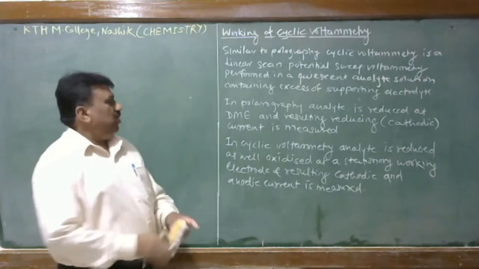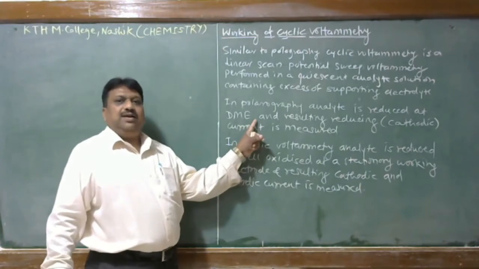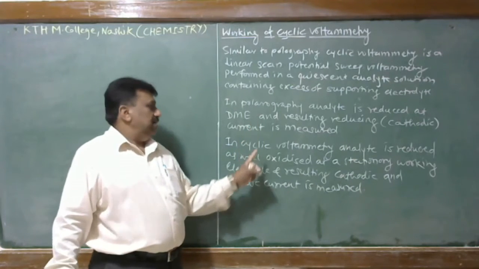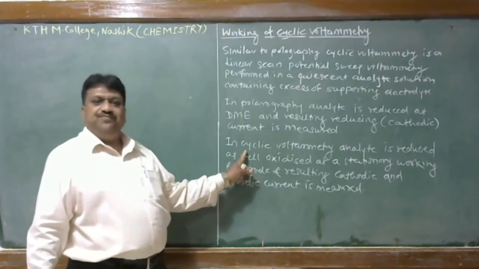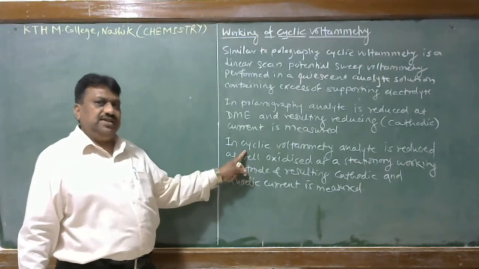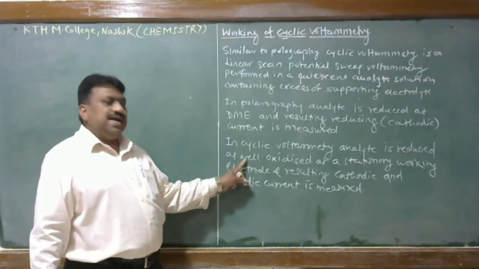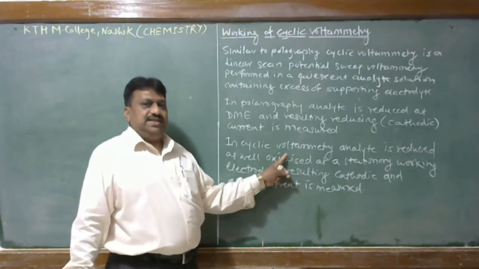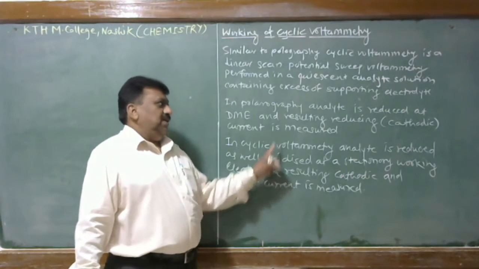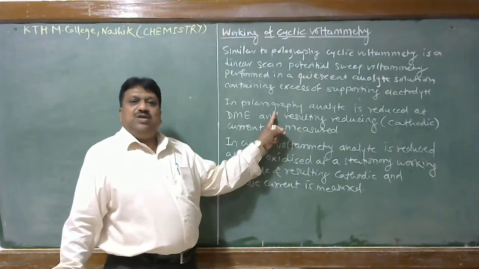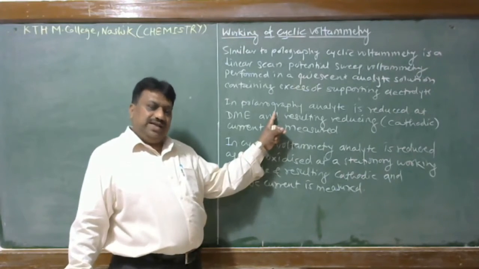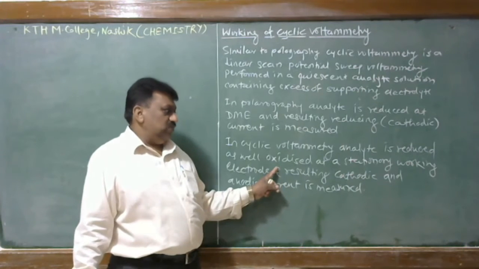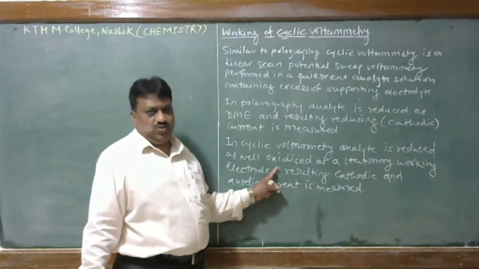That means in polarography only reduction current is measured by reduction of the analyte. But in cyclic voltammetry, both reduction current, that is cathodic current, as well as anodic current is measured by reducing and oxidizing the analyte. Polarography is performed by using dropping mercury electrode as a working electrode while cyclic voltammetry is performed by using any stationary electrode.